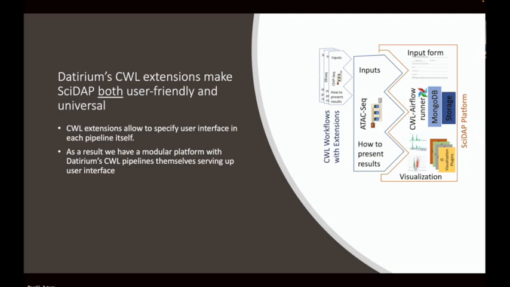For example, if the pipeline is producing a BigWig file, we would know that it needs to be displayed by the IGV genome browser. Or if it is producing a volcano plot, we can use the graph viewer to display the results.